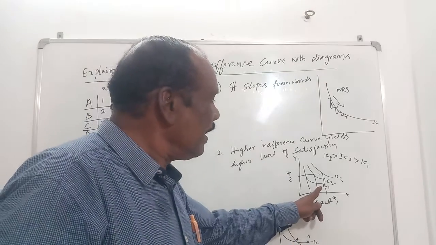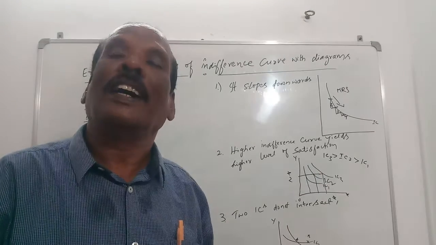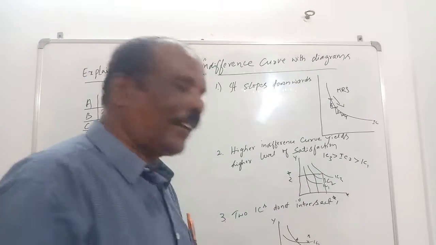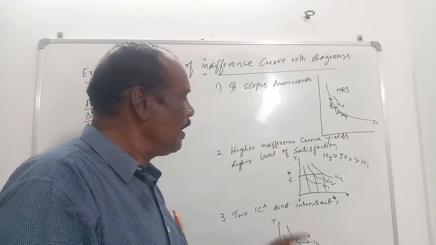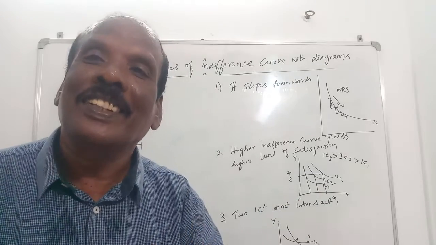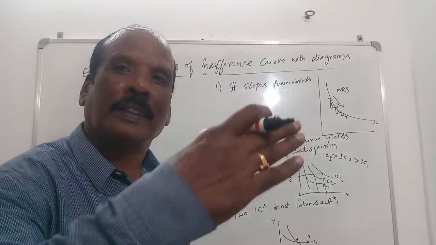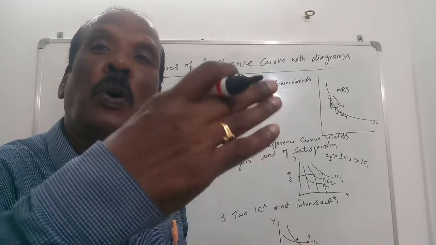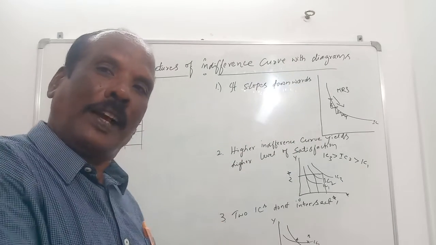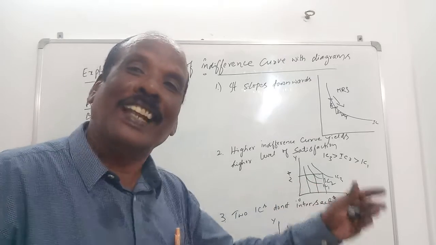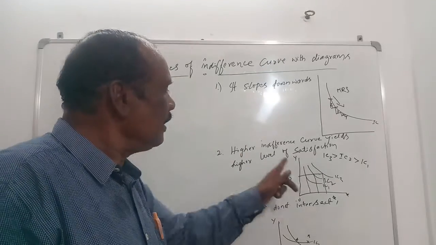That means lower indifference curve yields lower level of satisfaction, higher indifference curve yields higher level of satisfaction. In our example, IC3 yields the highest level of satisfaction, IC1 yields the least level of satisfaction. So as you move upward, we will be getting more higher level of satisfaction. As we move to the left side, we will be getting lesser and lesser level of satisfaction. That's the thing that you should understand.